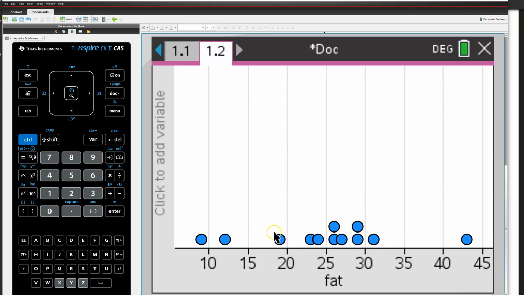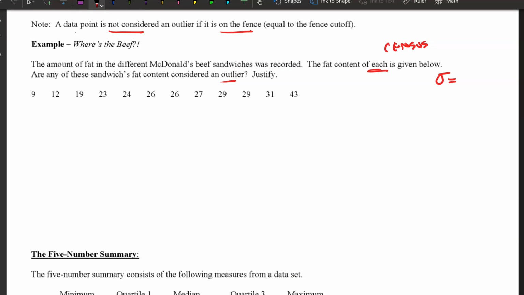Most of the values are here in the middle. We got a couple down here on the bottom and one here on the top. So do you think this 9 is an outlier? Yes or no? What about the 12? What about the 43? I'm kind of feeling this 43 is, and the 9 is kind of close. Not sure. I'm going to say no. All right, let's see if it is.